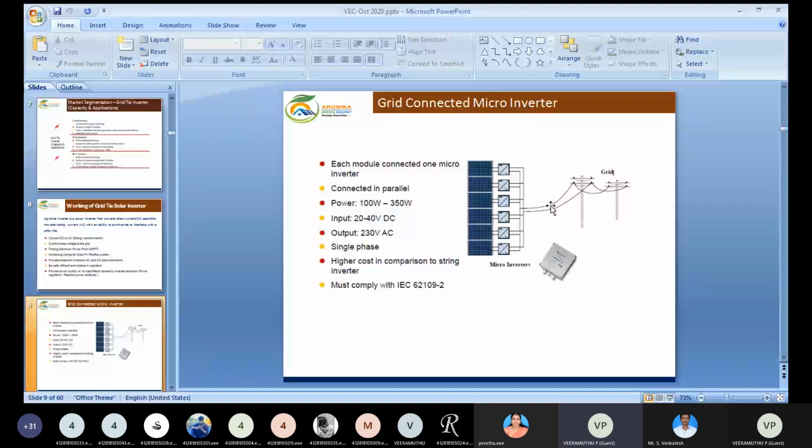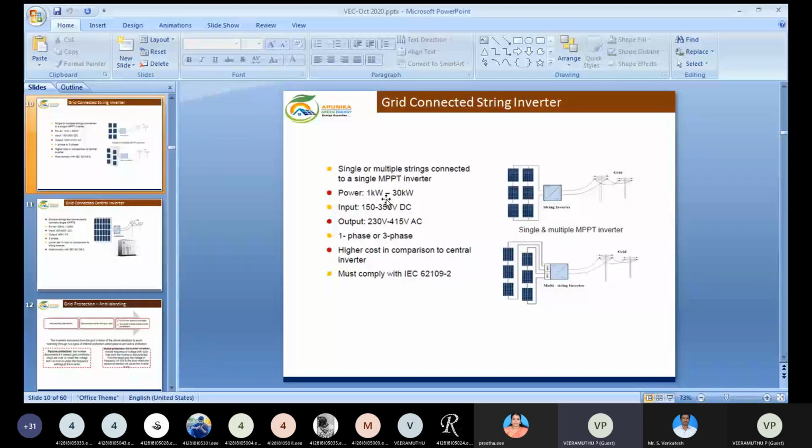Okay. So the cost is higher in comparison to string inverters. So this is called the micro inverter function. The next is string inverters. The string inverter capacity will be 1 kilowatt up to 30 kilowatt. With the latest technology, up to 50 kilowatt is available. Okay, that is the inverter capacity.